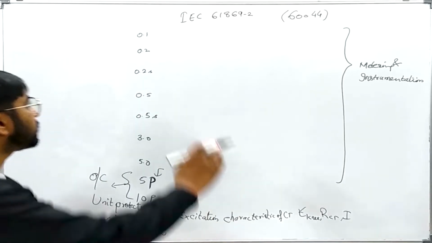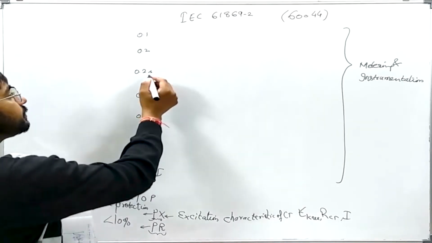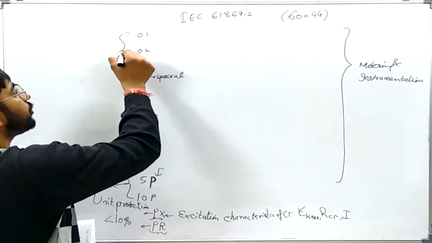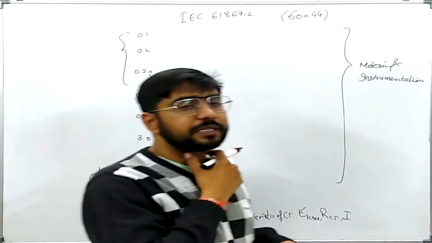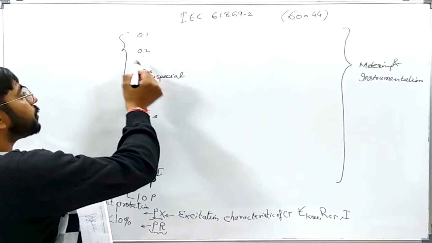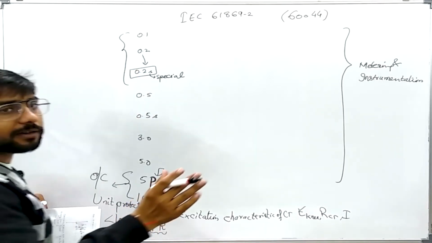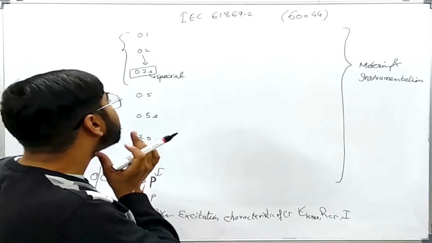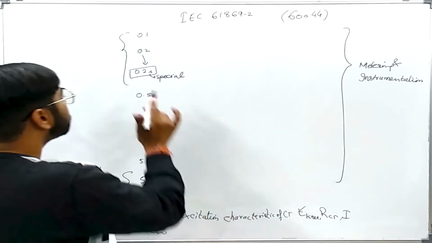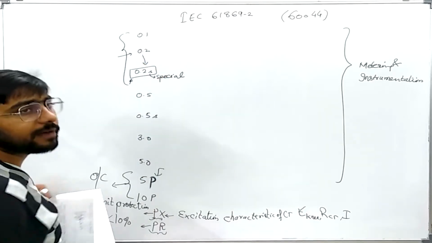Now let us deal with the first ones: 0.1, 0.2, 0.2S, 0.5, 0.5S and others. This S means special class. These are utilized for revenue metering, precision metering, and compared to 0.2, 0.2S is more accurate at various levels of current, which we will see when I write the various characteristics here from the table. But 0.2S is more accurate compared to 0.2 at lower values of currents.